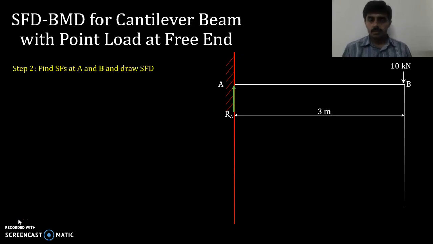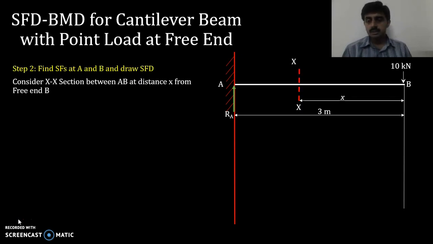Same steps we will follow. We will consider a section XX at a distance x from the free end. If I write the shear force for this, by definition shear force is the summation of all the vertical forces towards the right of the section. Towards the right of the section there is only one force, 10 kilonewton, acting downwards. When a force is acting downwards towards the right of the section, it is considered positive.